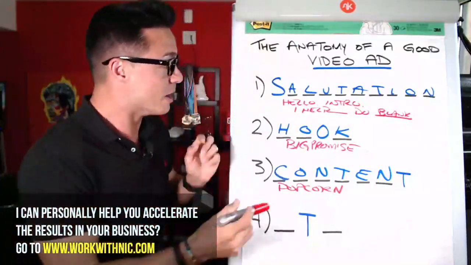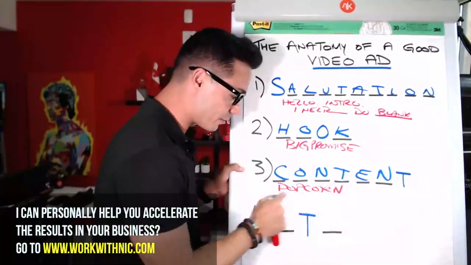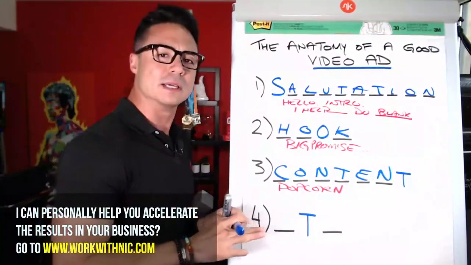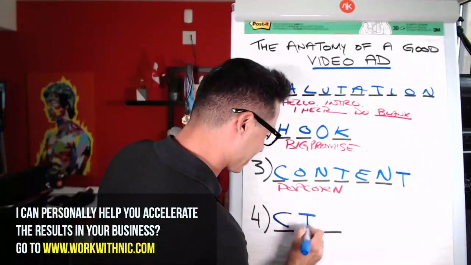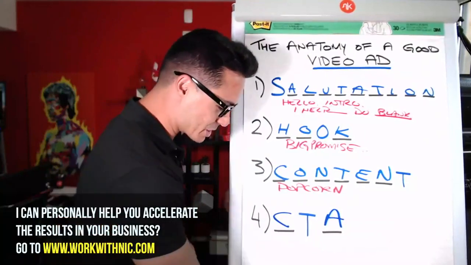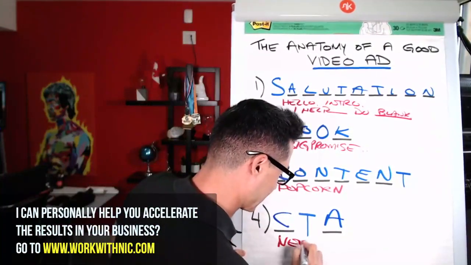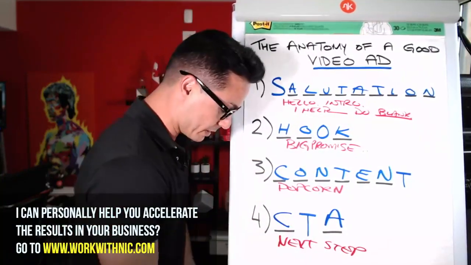All right? So first, salutation. Secondly, hook. Thirdly, content in the form of popcorn. And number 4, the ever so important, especially in our direct response marketing world, step number 4, the call to action. We need to tell them what the next step is, right? Or what the offer is, right?